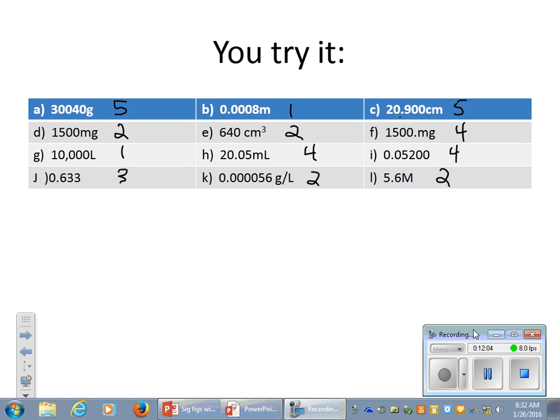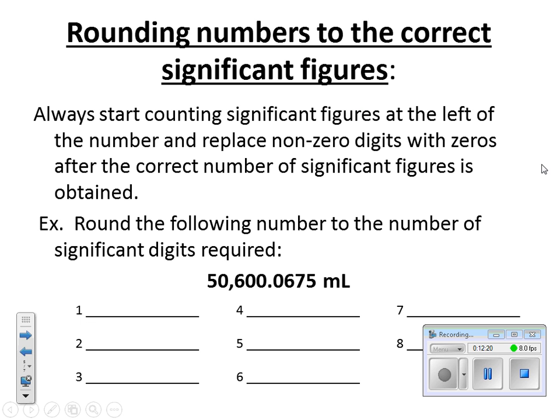Letter K, leading zeros, insignificant. So there's 2 significant digits there. And then letter L, those are just non-zero digits, and we know that non-zero digits are always significant. So hopefully you've got a good handle on that.